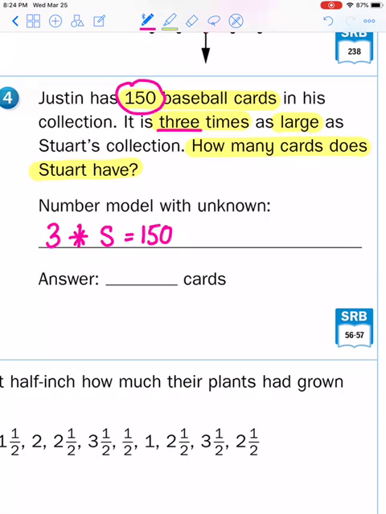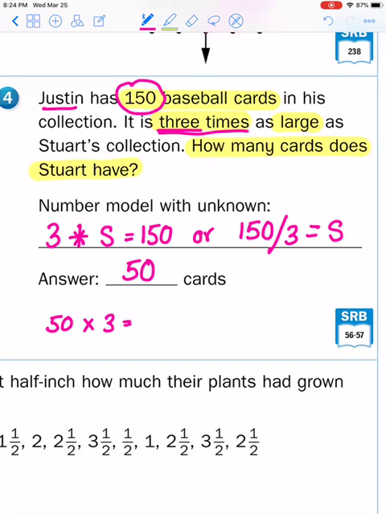150. So you could write it as a multiplication number model or as a division. I know if Justin has 150 baseball cards and Stuart's is 3 times less, I have to divide, which would equal Stuart's collection. And if you solved 150 divided by 3, Stuart has 50 cards in his collection. And the way that you could check your answer is 50 times 3, right? Because Justin's collection is 3 times as large, it should equal 150, and that's exactly how many baseball cards Justin has.